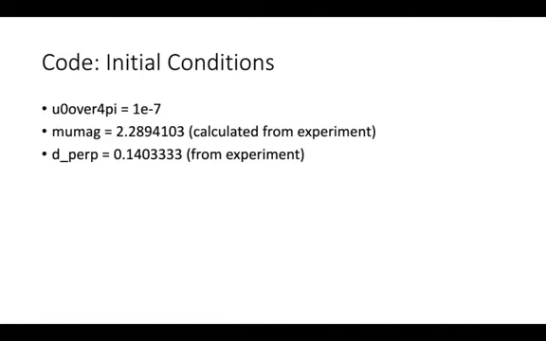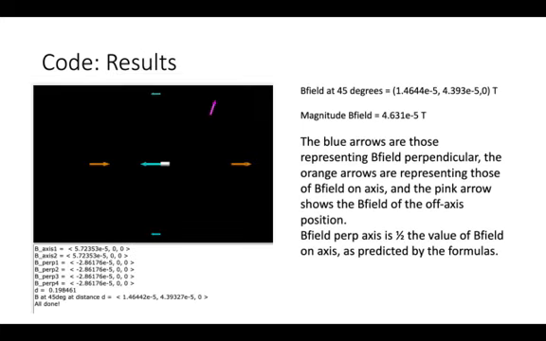Here are our initial conditions, with mu naught over pi being 1e-7, mu mag from our experiment 2.289, and d perp being 0.14 from the experiment as well. And here are our results. So we got a B field at the 45 degrees, whose magnitude was 4.631e-5 Tesla. The blue arrow showed the B field perpendicular, the orange showed the B field on axis, and the pink arrow shows the B field on the off-axis position.